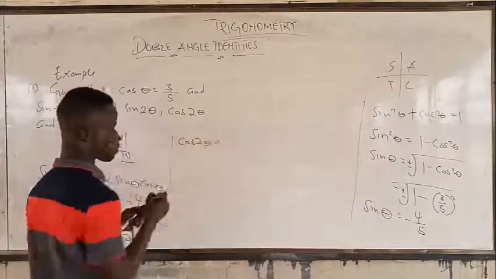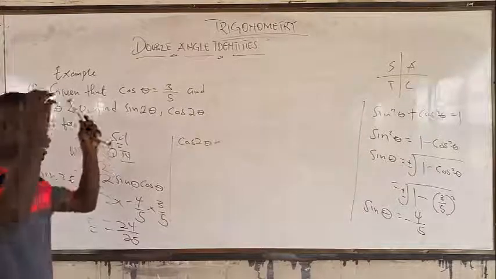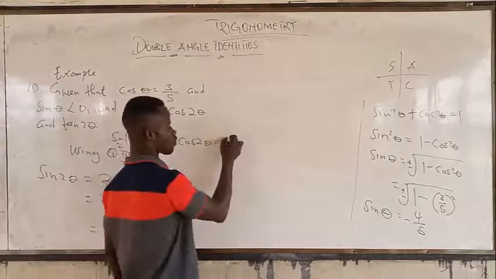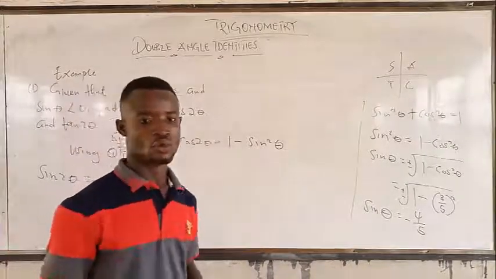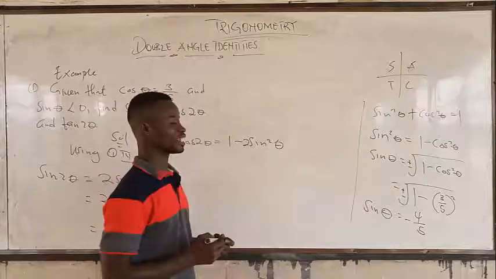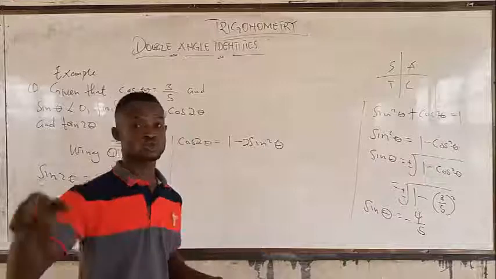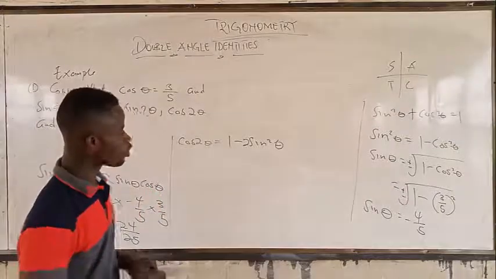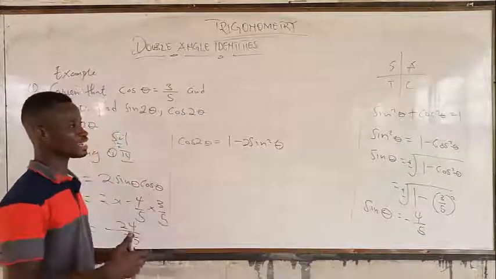We can now move on to find cos 2 theta. Since sin theta is known, all the formulas will work. We have several formulas to choose from. You can use 1 minus 2 sin squared theta, or 2 cos squared theta minus 1, or cos squared theta minus sin squared theta.